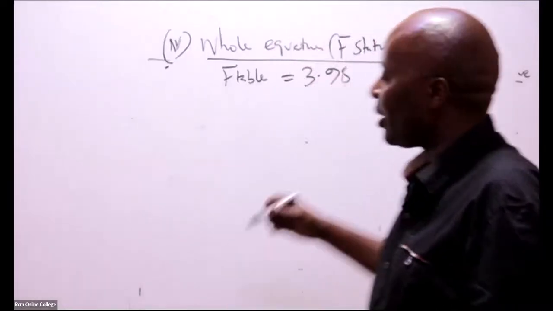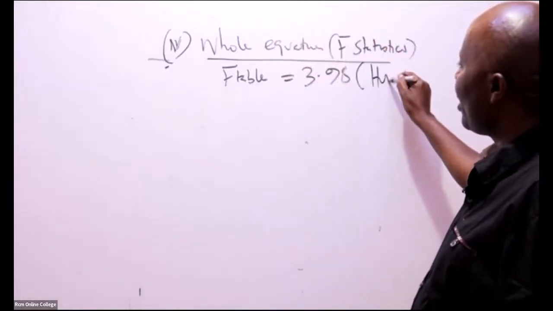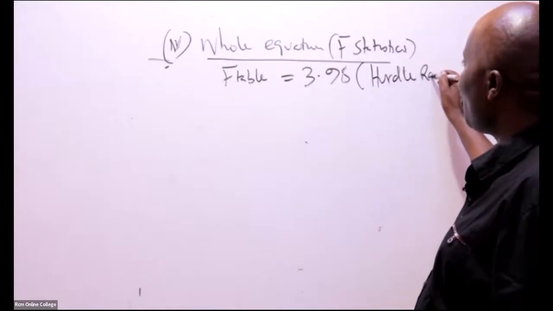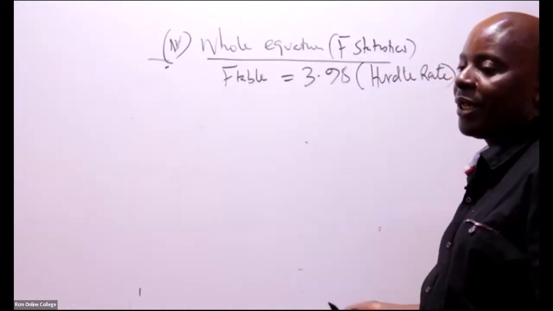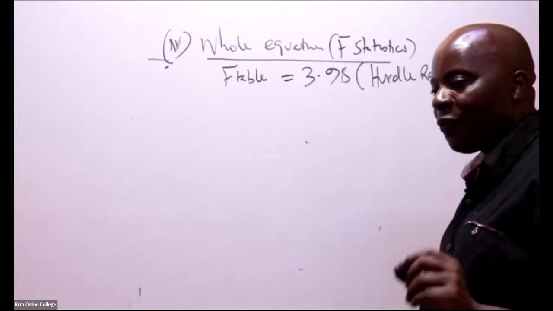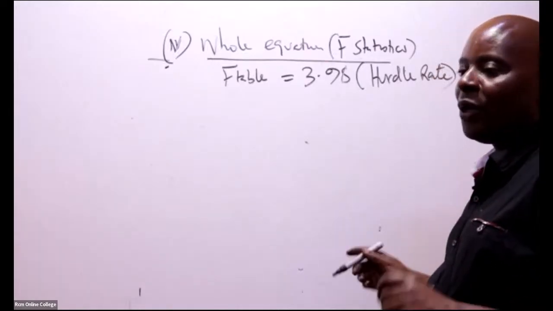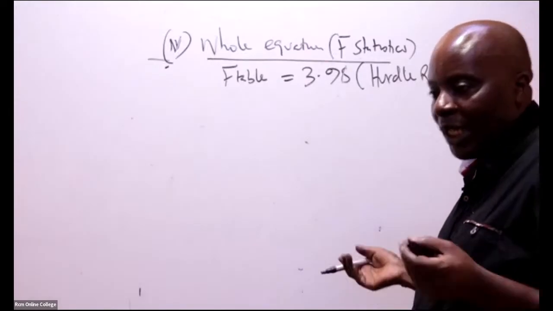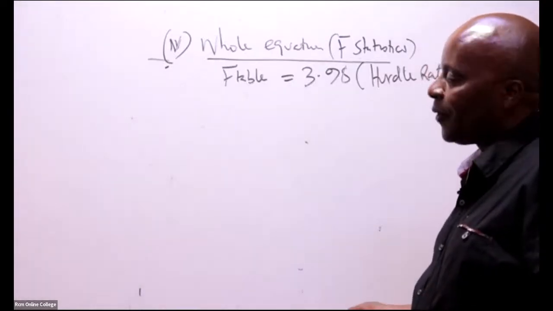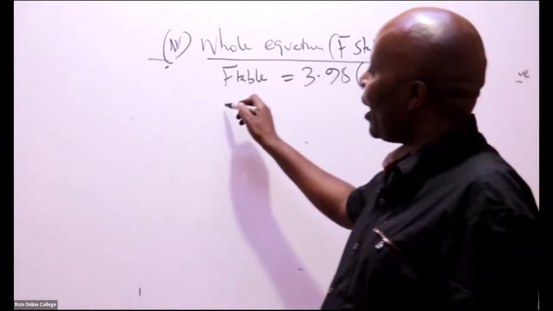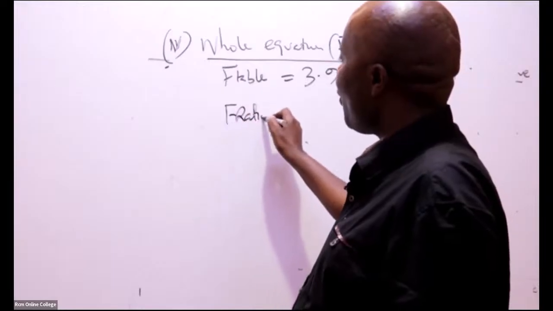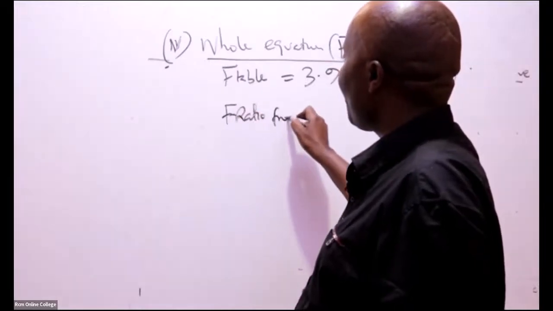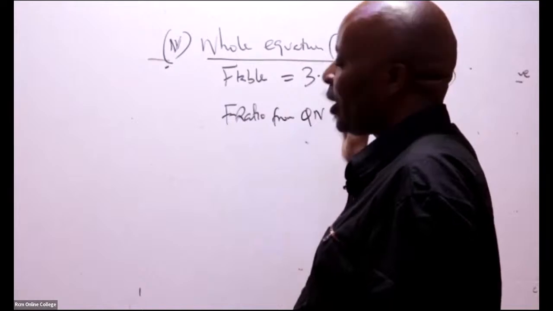Remember, this is the hurdle rate. Should we get an F that is bigger than this, then we are safe. We are significant. We are big enough. So then you go to the F ratio from the question. We see how big is it or how small is it?